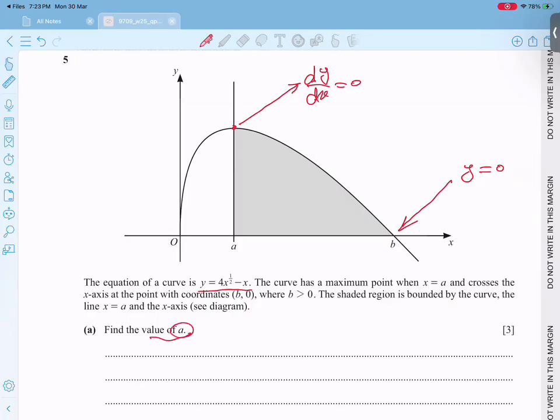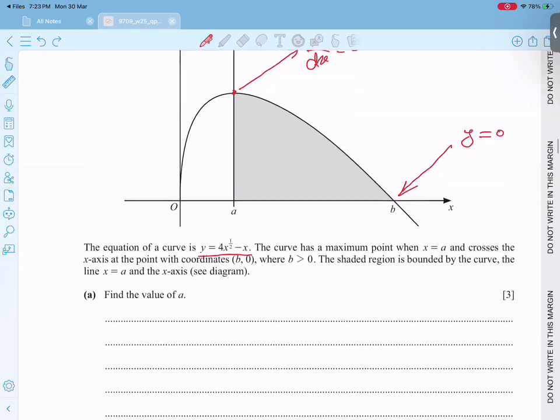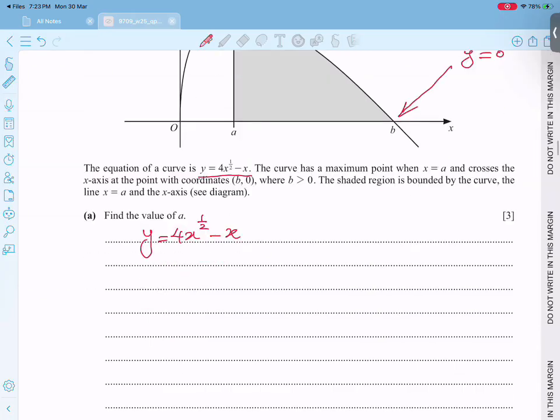So find the coordinates of A. How to find it? I will use the first concept. First of all, I'm going to differentiate. So y equals 4x to the power half minus x. If I differentiate, dy over dx: 4 as it is, half comes down and the power goes 1 less, and the derivative of x is 1. Just cancel out, I get 2 over x to the power negative half. I can write the negative half as positive half, and half is called root. So the derivative is done.